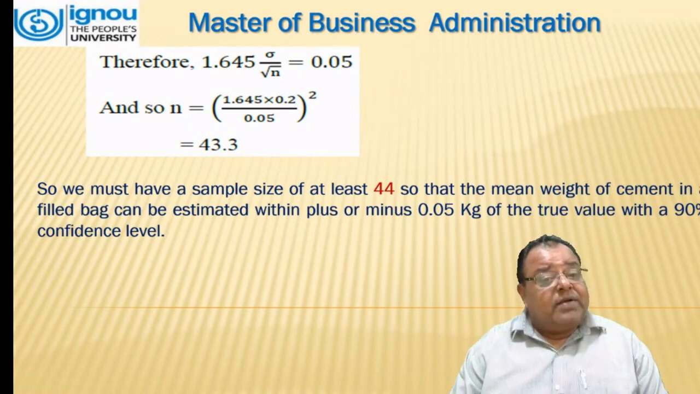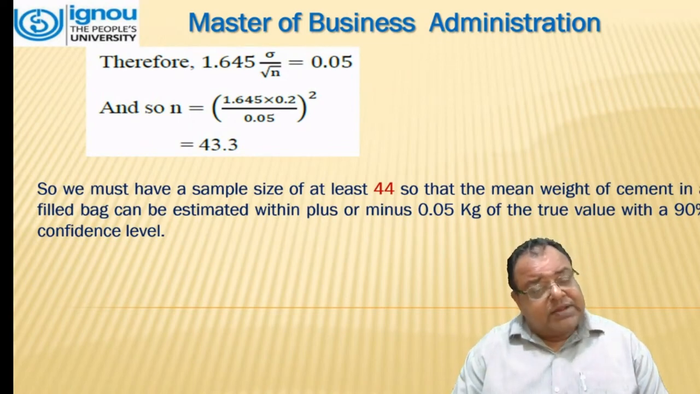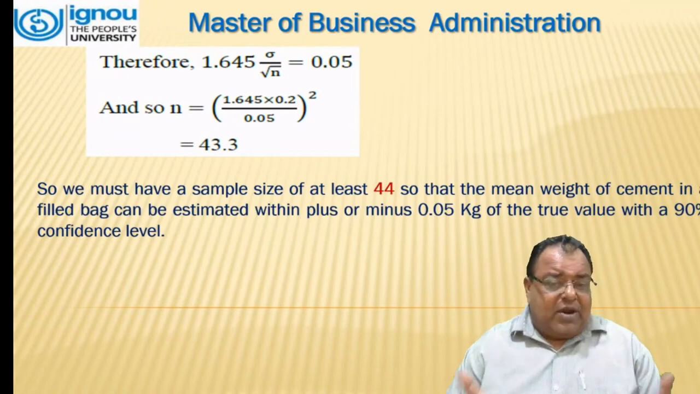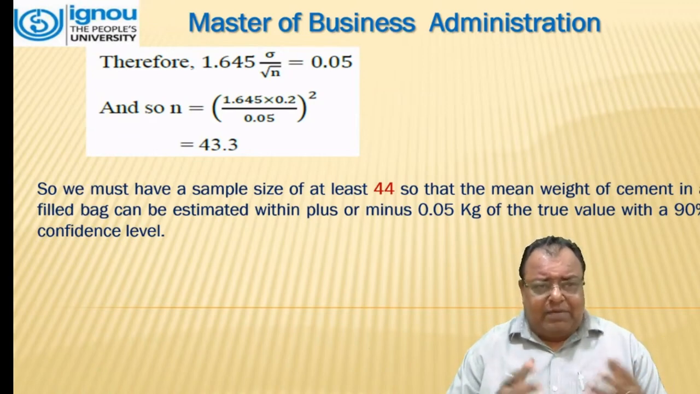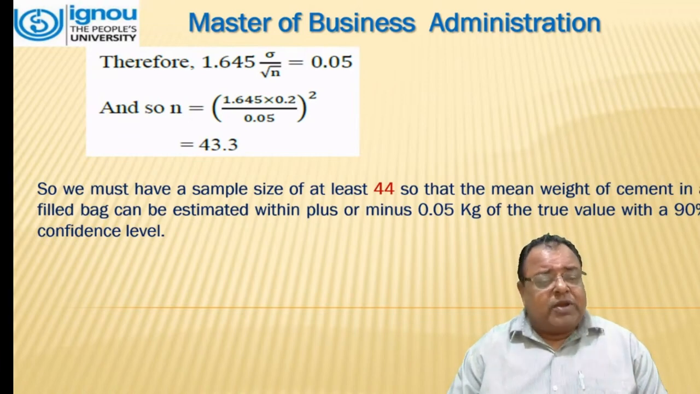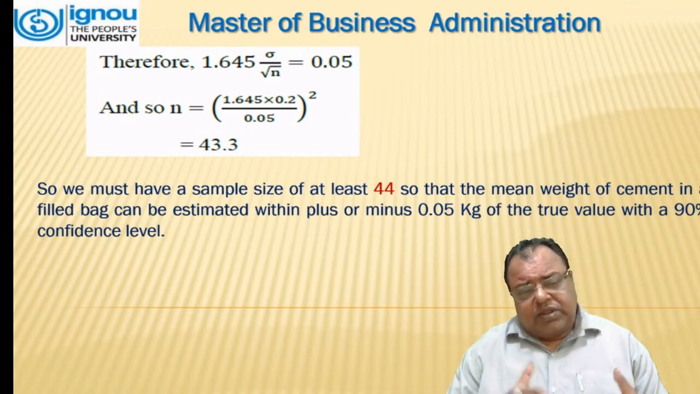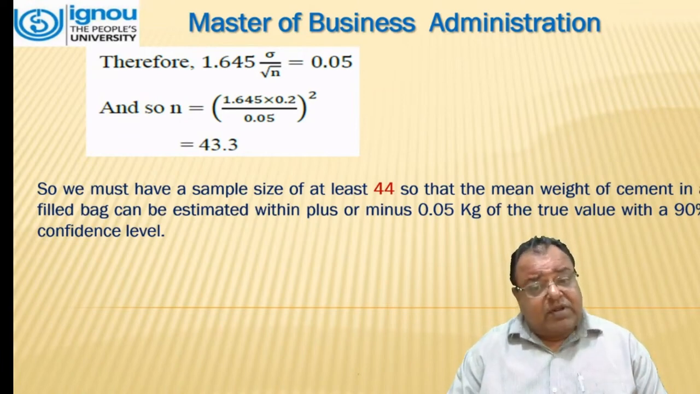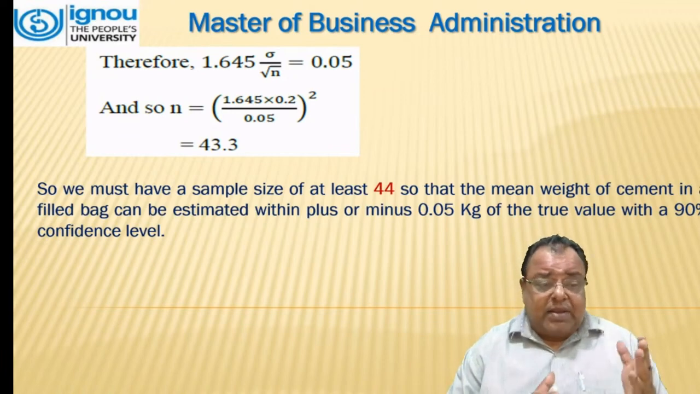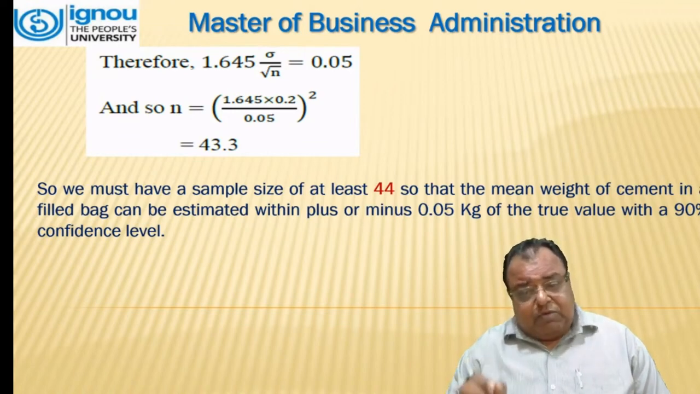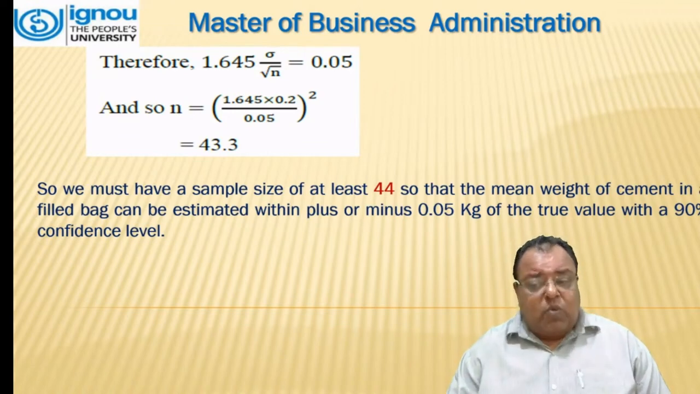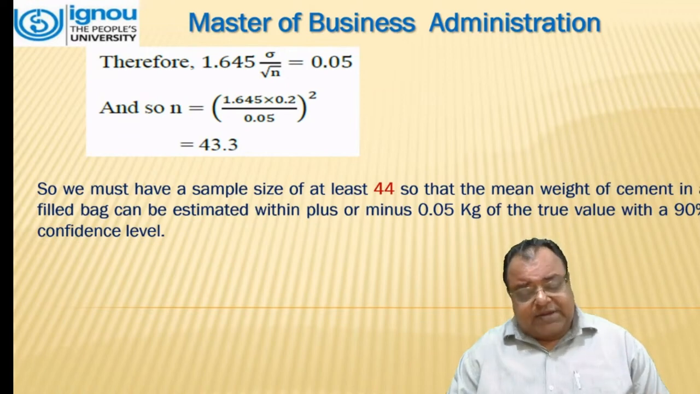You know that 1.645 sigma by root n is equal to 0.05. On calculating the value of n, we get 43.3. The sample size has to be a whole number, it won't be in decimal, so we convert it into 44. So the sample size of at least 44, so that the mean weight of the cement in a filled bag can be estimated within plus or minus 0.05 kg of the true value with a 90% confidence level.